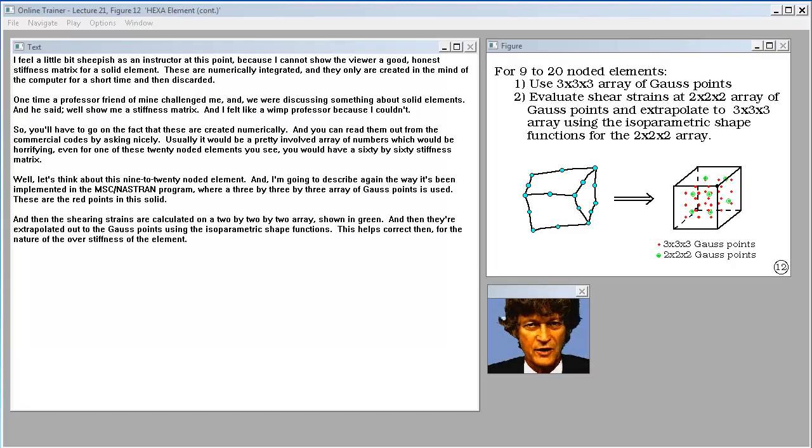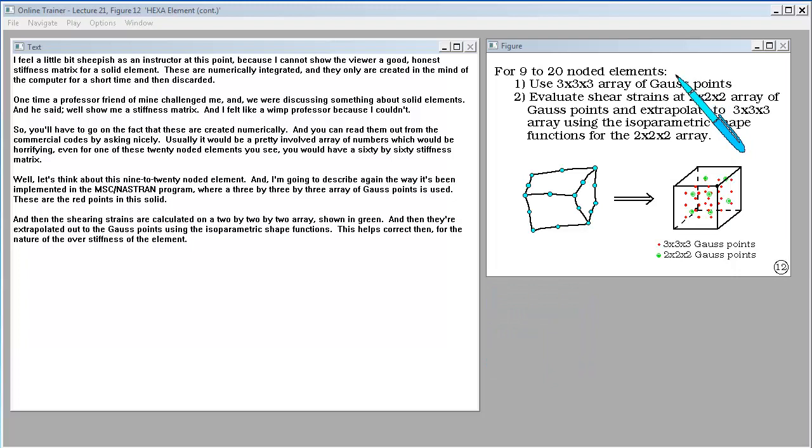I feel a little bit sheepish as an instructor at this point because I cannot show the viewer a good, honest stiffness matrix for a solid element. These are numerically integrated, and they only are created in the mind of the computer for a short time and then discarded. One time a professor friend of mine challenged me, and we were discussing something about solid elements, and he said, well, show me a stiffness matrix. And I felt like a wimp professor because I couldn't.